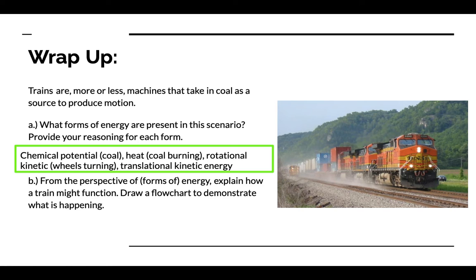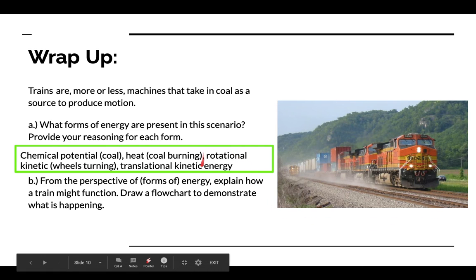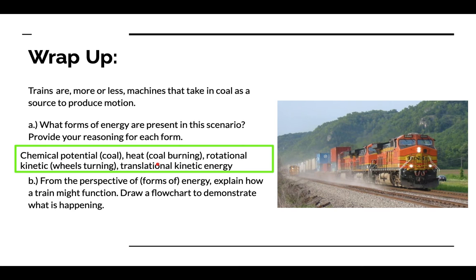So there's chemical potential energy stored in the coal, okay? The coal has chemical potential energy stored in the molecules that make up the coal, specifically carbon molecules, for those of y'all who are chemistry aficionados. Then the coal in the engine is burning, which releases energy in the form of heat. Those chemical bonds inside the coal are broken, which releases heat. That heat is used to power the train, which causes rotational kinetic energy in the wheels turning. And lastly, we also have translational kinetic energy because not only are the wheels turning, but our train is moving from place to place.